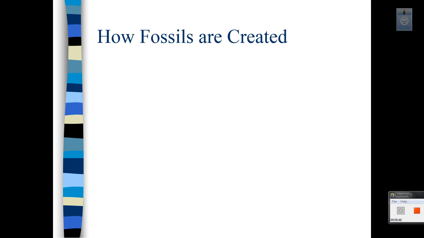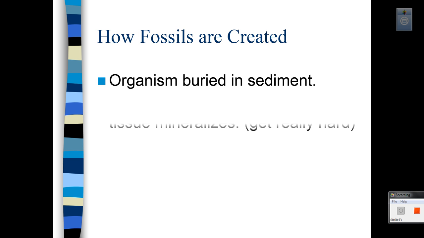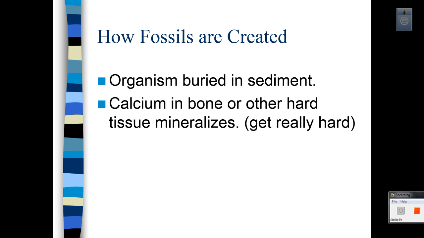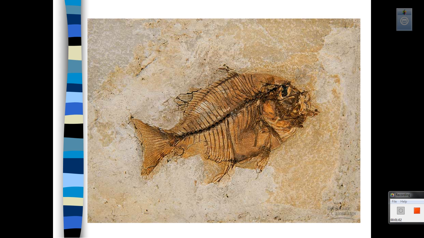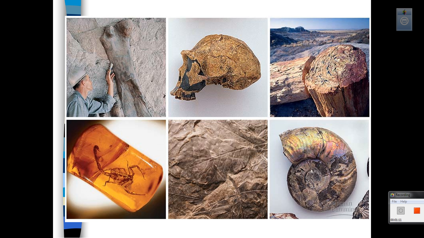Fossils are created by being buried in sediment, and that will harden around it and create an imprint of the organism. The calcium in the bone or other hard tissue mineralizes. It gets really, really hard. The surrounding sediment hardens to form rock, and this is what happens. And we have a fossil of the organism. All the soft tissue goes away, and we get an imprint of their bones.